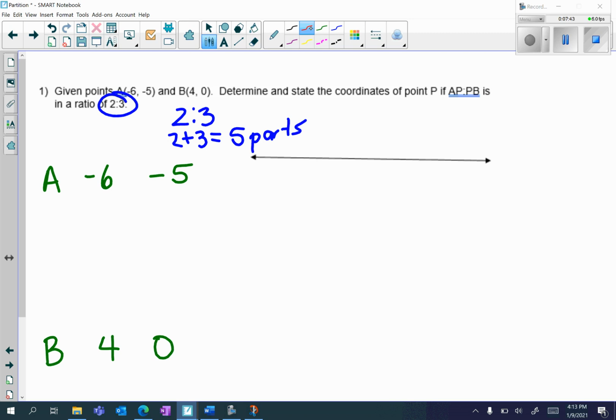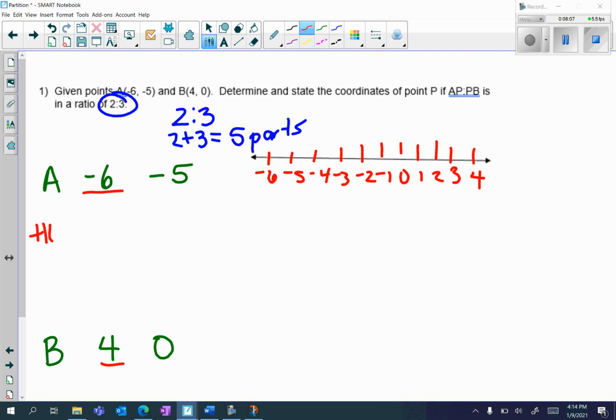Now I need to ask myself, how do I get from -6 to 4? Well, this is when you can use your number line. So I can figure out from -6 to 4, how many spaces do I move? I'm actually going to move 10 spaces. So plus 10. -6 plus 10 gives me 4. How many spaces do I move from -5 to 0? I'm going to move 5, so plus 5.